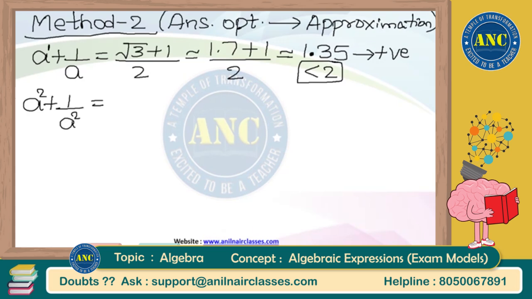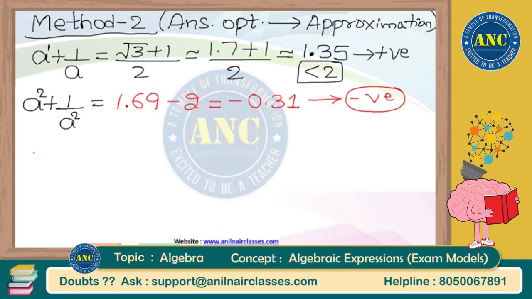Now approximately this 1.35, I will approximate it to 1.3. I will square 1.3, the square is 1.69. Subtract from 2. 1.69 minus 2 is 0.31. That means, can I say that a square plus 1 by a square is a negative value.